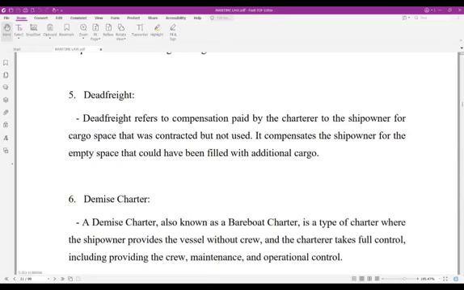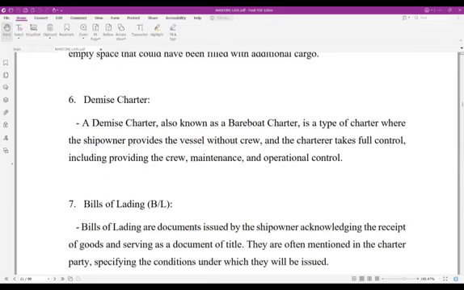You have the demise charter. A demise charter, also known as bareboat charter, is a type of charter where the ship owner provides the vessel without crew and the charterer takes full control, including providing the crew, maintenance, and operational control.